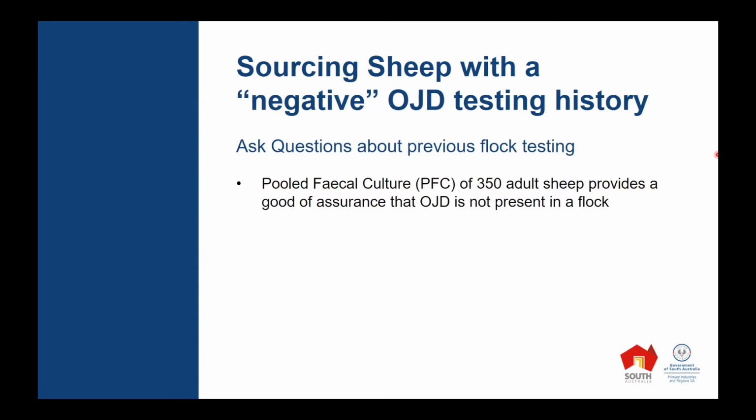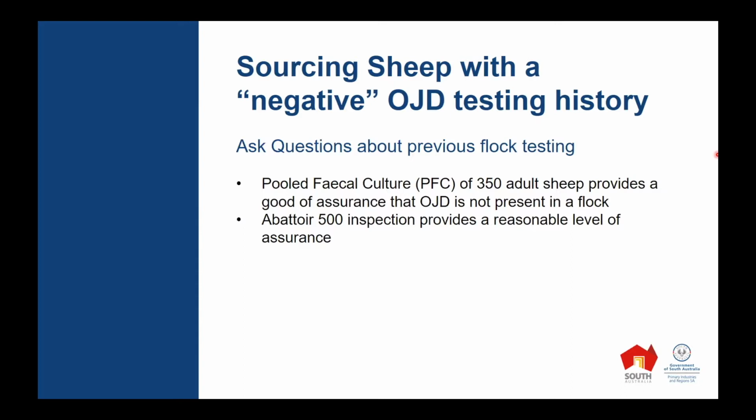So the best test in terms of picking up disease is a pooled fecal culture. This is generally performed by a private vet. People who are on the market assurance program are well versed with the PFC test, and you basically sample 350 of the higher risk adult sheep across the flock in 7 pools of 50, and they try and grow the Johne's bacteria out of those pools. That takes some time, but if they don't find anything, then you receive a negative PFC 350, which is, as I said, a pretty high level of assurance that that flock doesn't have Johne's.